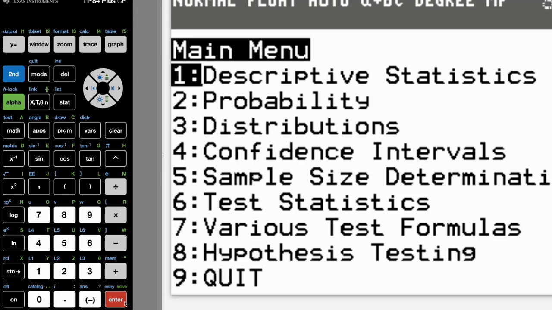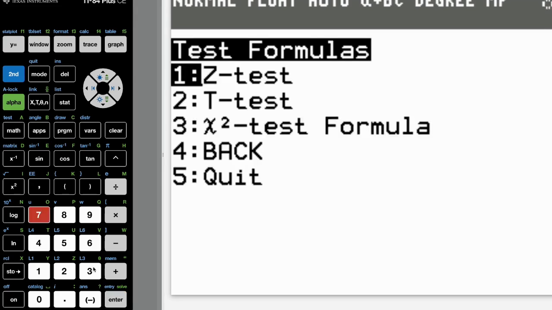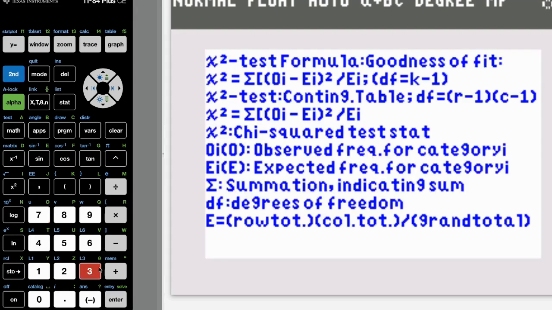Okay, and then we're going to go to the chi-squared test formula. That's also called the goodness of fit test. Chi-squared is sigma of O sub i minus E sub i squared divided by E sub i, where df, degrees of freedom, equals k minus 1. Chi-squared test for a contingency table, where degrees of freedom is going to be rows minus 1 times columns minus 1. So that chi-squared is sigma of O sub i minus E sub i squared over E sub i.